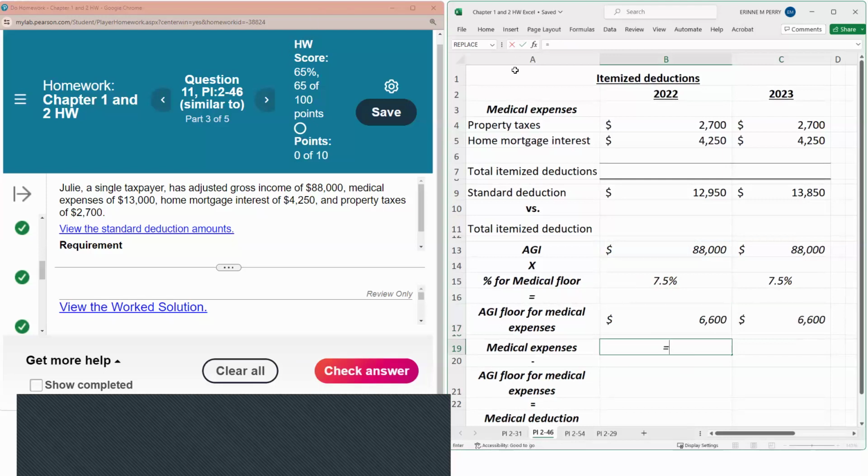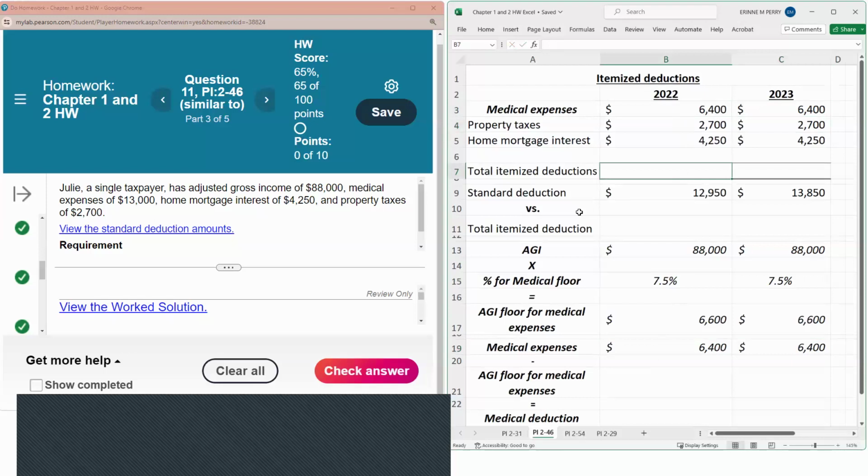It lets us know total medical expenses were $13,000. So 13,000 minus the AGI floor for medical expenses of 6,600. Therefore, the allowable deductible medical expenses is $6,400. You claim for both years.